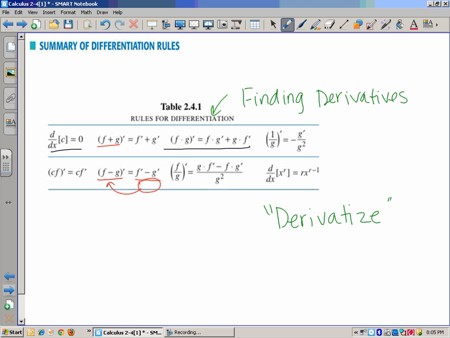This is going to be your product rule. This is going to be your quotient rule. This is a shortened version of the quotient rule. I would prefer to use the power rule over that, but either way, you're going to get the right answer. And then this is the power rule by itself. Keep in mind, that is the same as that. We used to say nth power. The book uses r. It's the same exact thing.